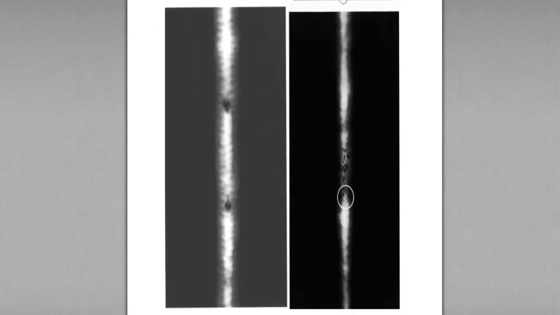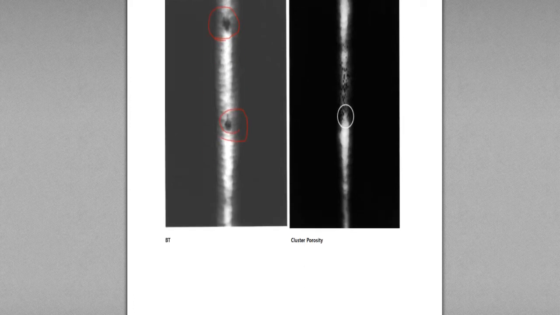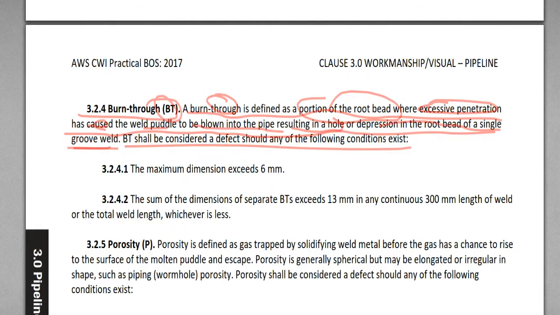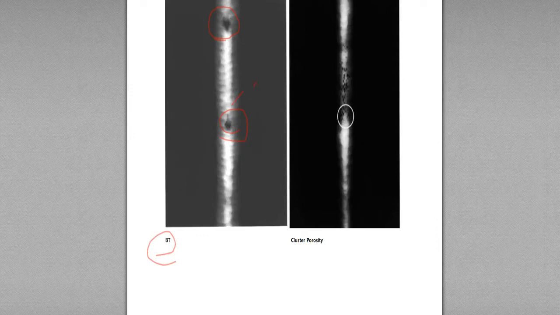And when you see the RT film, burn through looks like this, empty spots, burn through, holes. This is burn through, and burn through is reject when 3.2.4.1, the maximum dimension exceeds 6 millimeter. So if this dimension is over 6 millimeter, this is reject.